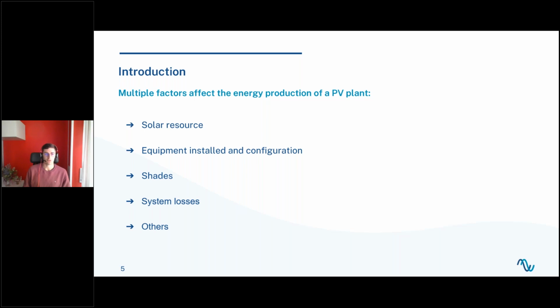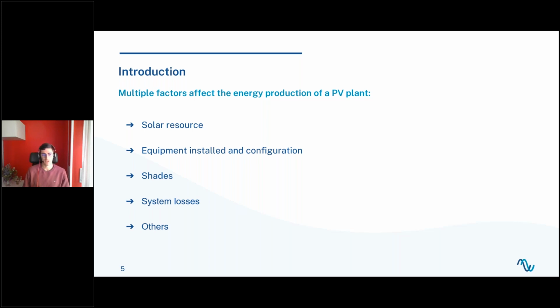Then the equipment installed and the configuration that we are using will also affect the energy production of the plant: what module, what inverter, how we are connecting this equipment, the DC-AC ratio, and different design criteria that will affect the amount of energy that we can get from a PV plant.